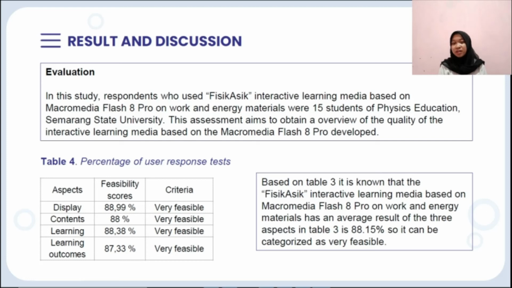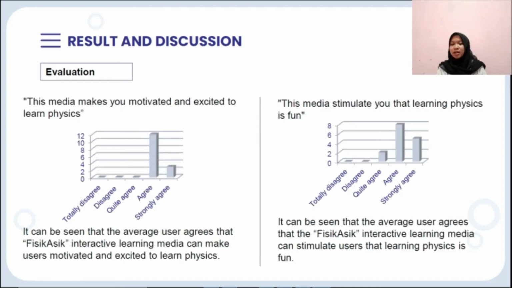Based on this table, it is known that the FisikAsik interactive learning media based on Macromedia Flash 8 Pro on work and energy materials has an average result of the three aspects in this table of 88.15%, so it can be categorized as very feasible. In the user response questionnaire, the researcher also gave a statement: this media makes you motivated and excited to learn physics.